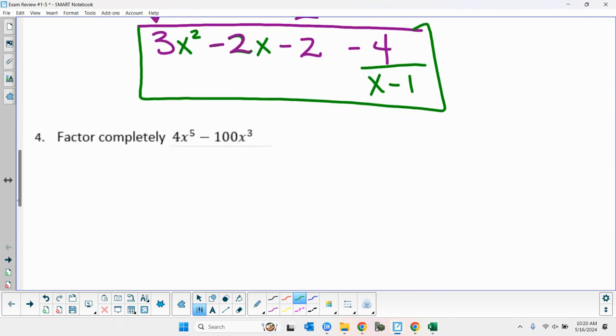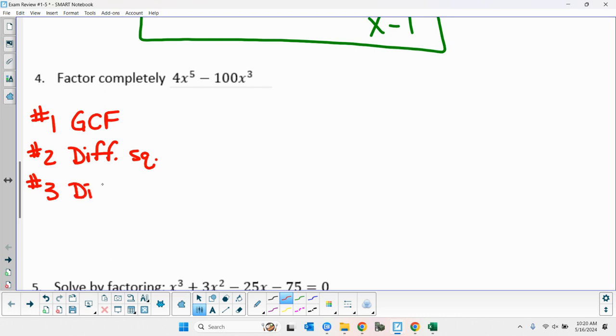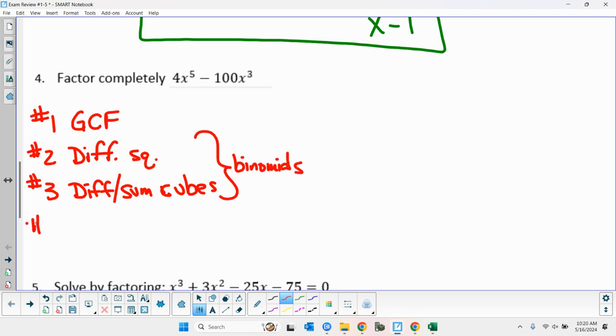Number 4. When we factor, what's the first thing we do? GCF. What's the second thing we look for? Difference of squares, right? That's subtraction, right? Number 3, difference or sum of cubes. These two are binomials, which means what? 2 terms, yeah.